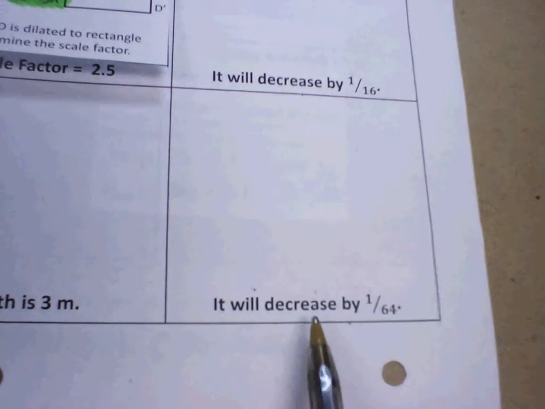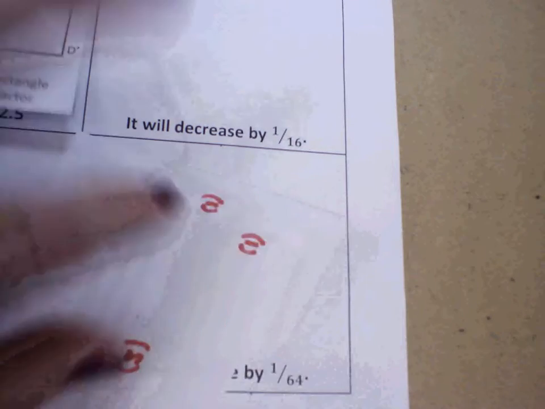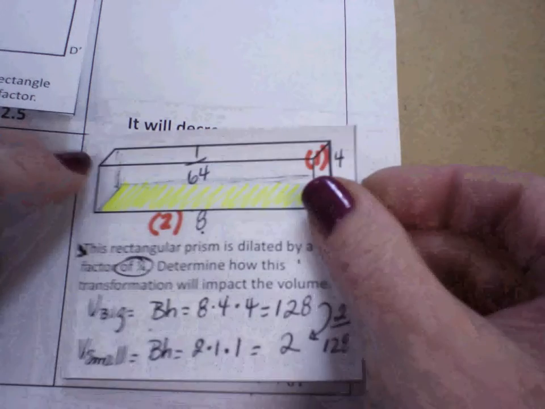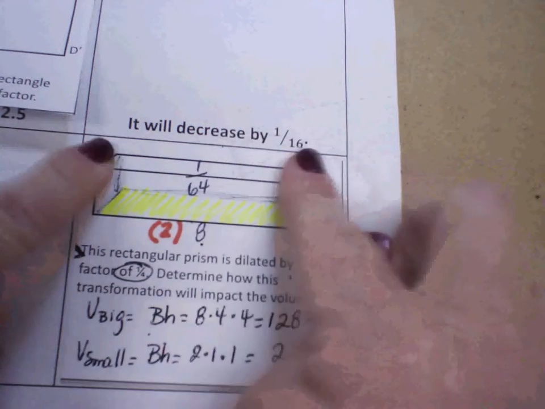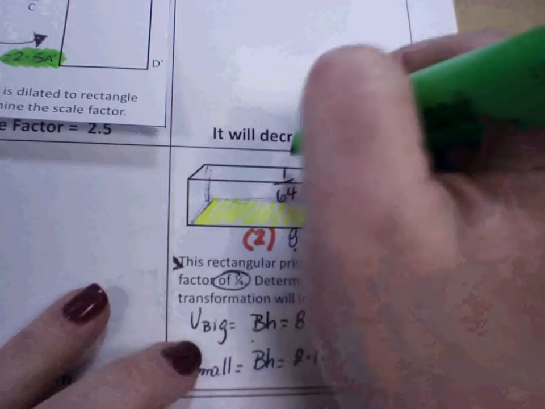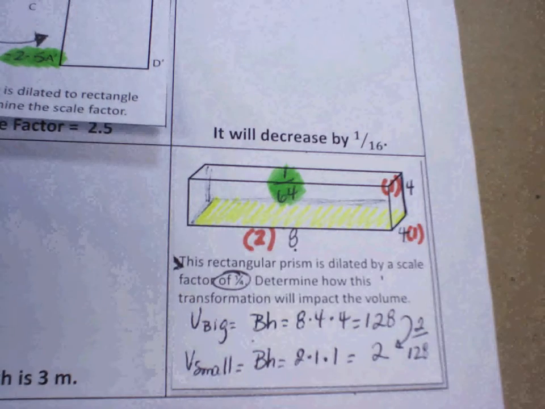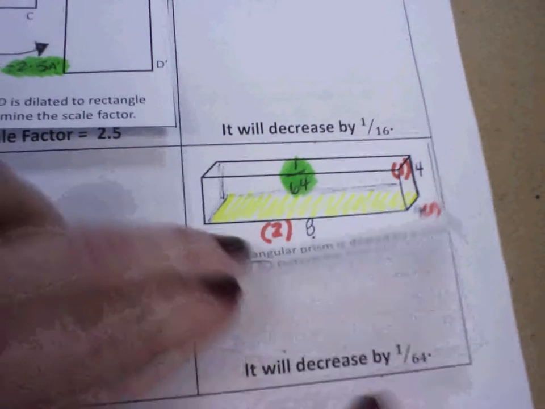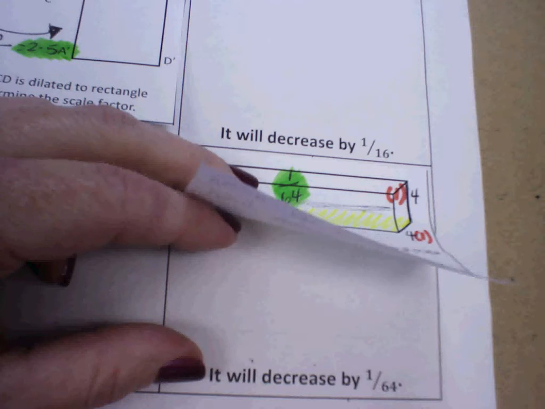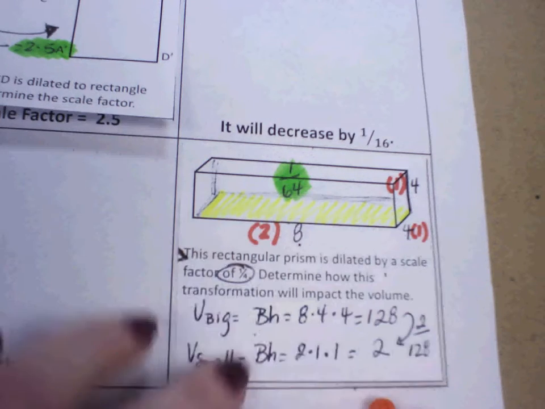All right, so let's see. Do we have that in here? Oh, there it is. 1 over 64. So let's glue that one there. I think we did something wrong with the other one. We probably did big over small instead of small over big. All right, so 1 over 64. One of them is 64 times bigger than the other one, or 64 times smaller than the other one.